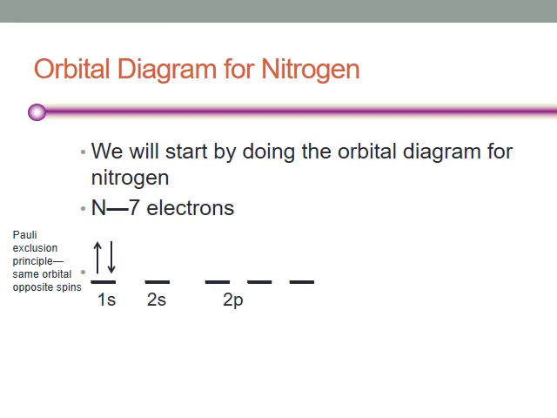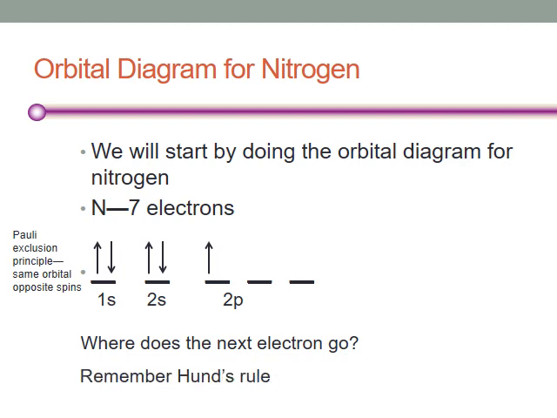So 2 electrons down, 5 to go. In the 2s orbital, we'll go spin up, spin down. In the 2p, we start with spin up. Now, where does the next electron go? Will it pair up like the s orbitals? Remember Hund's rule. Hund's rule says that the lowest energy is with the biggest number of parallel spins.